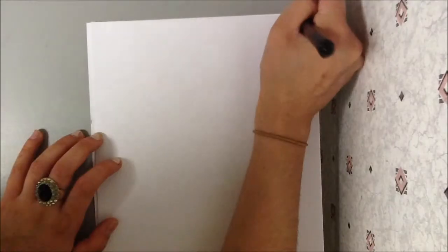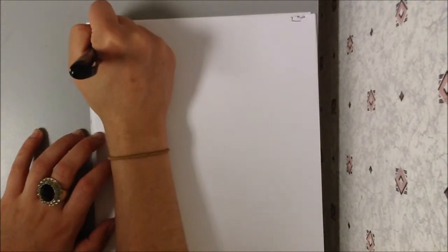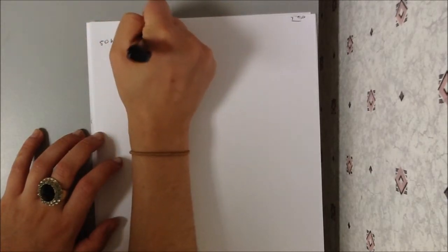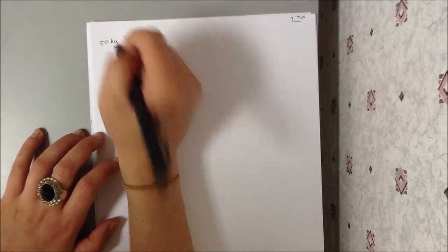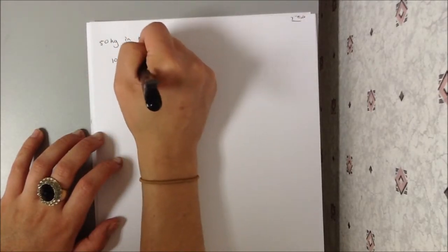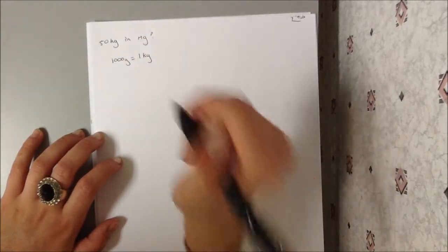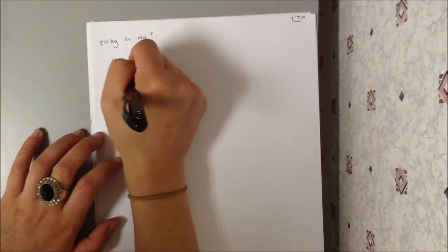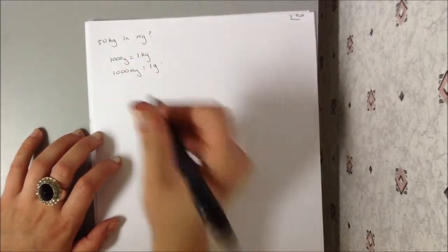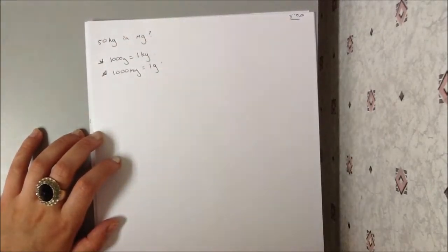So here we go. Okay, let's do kilograms to milligrams. Let's say we want to find 50 kilograms in milligrams. Recall that there are 1,000 grams in 1 kilogram, and there are 1,000 milligrams in 1 gram. These two are facts. You can find these on Google. It is true, I promise.